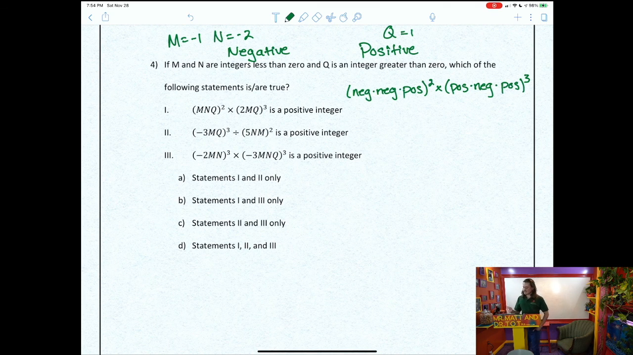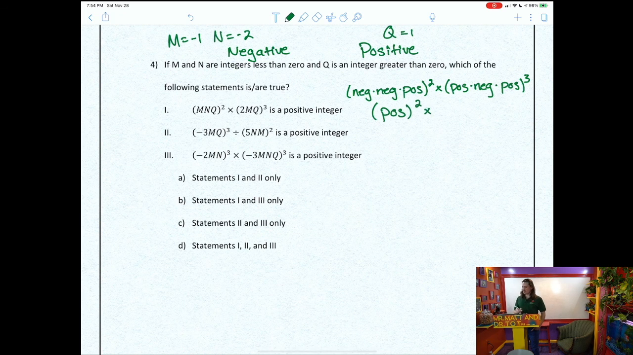So on the inside of the left parentheses set, we have a negative times a positive. So we have two negatives. Those are going to cancel out. So a negative times a negative is a positive times a positive is a positive. So overall, this is going to be a positive value squared.